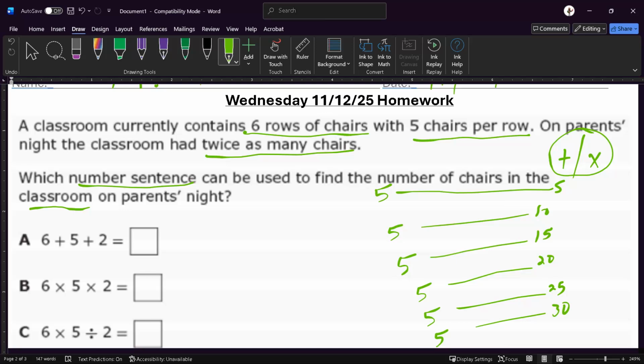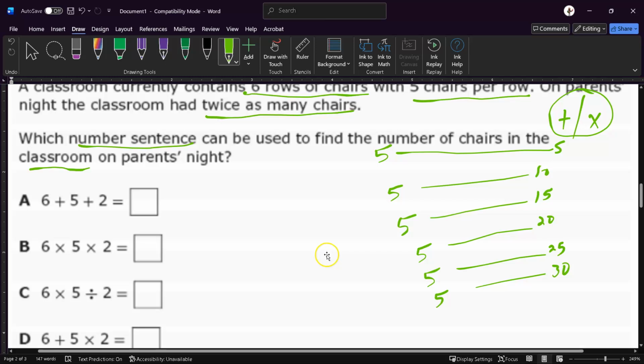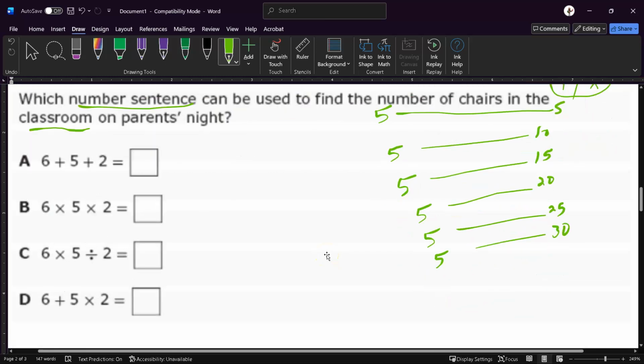Okay, so we're not adding. Well, we are adding because we're skip counting. We're adding 5 each time, and we're skip counting by 5. So if we take a peek at our answers, 6 and 5. Are we adding 6 plus 5? No. B, are we multiplying 6 times 5? Yes. C, are we multiplying 6 times 5? Yes. D, 6 plus 5? No. So that's our first part of the problem.